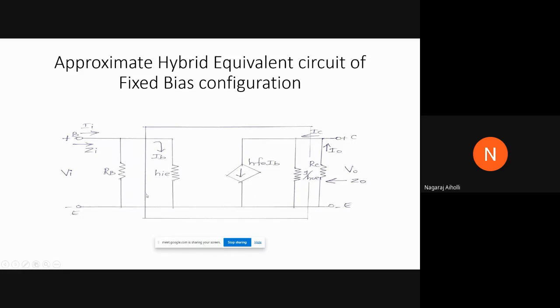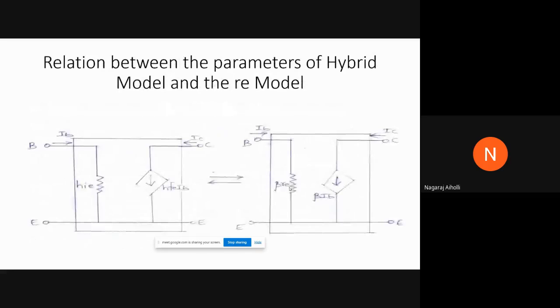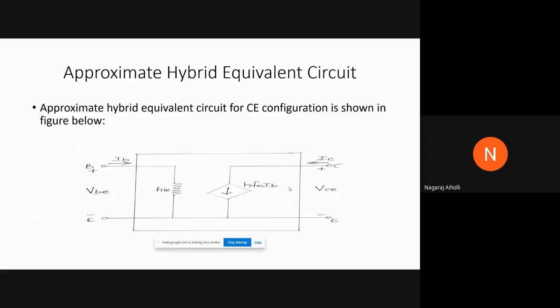Then here, one more resistance, HIE. From where are we getting this HIE, HFE IB and 1 upon HOE? This is our approximate hybrid equivalent circuit that we studied just now. Just go back and we'll see there. Approximate hybrid equivalent circuit. This is for common base, and this one is for common emitter. Here it is. This is HIE and HFE IB: the HIE resistance and the HFE IB controlled current source. This is for the common emitter configuration. Yes or no? Common emitter configuration.